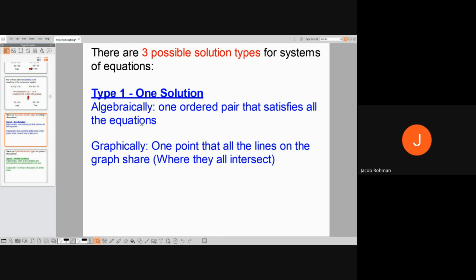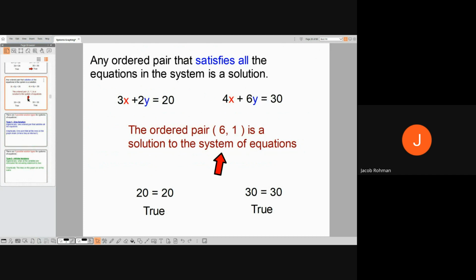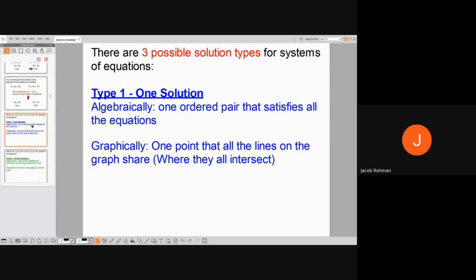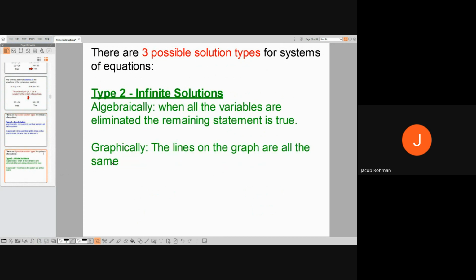And algebraically, that's where one ordered pair satisfies all the equations, which is what we just looked at here with the ordered pair 6, 1. And graphically, that's where you have one point that all the lines on the graph share, or where they all intersect. Okay, the second type of solution is infinite solutions. And algebraically, that's when all the variables are eliminated, the remaining statement is true. And graphically, that's where the lines on the graph are all the same.